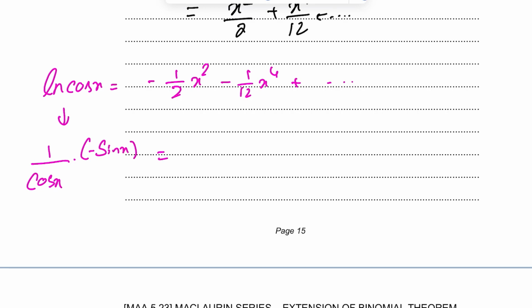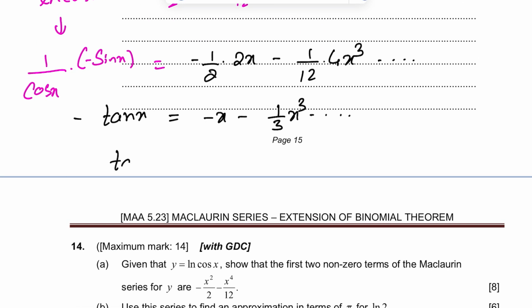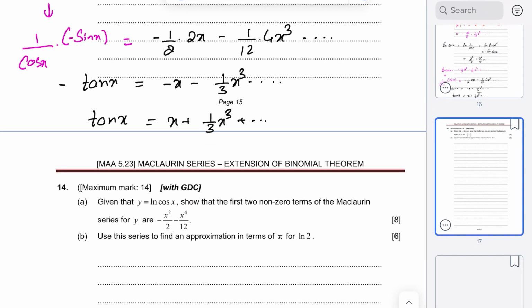equals minus 1 upon 2 times the derivative of x square, which is 2x, minus 1 upon 12 times the derivative of x power 4, which is 4x cube, and so on. So negative tan x equals negative x, negative 1 upon 3 x cube and so on. Multiply by negative on both sides, so tan x equals x plus 1 upon 3 x cube and so on. This is a formula for tan x.